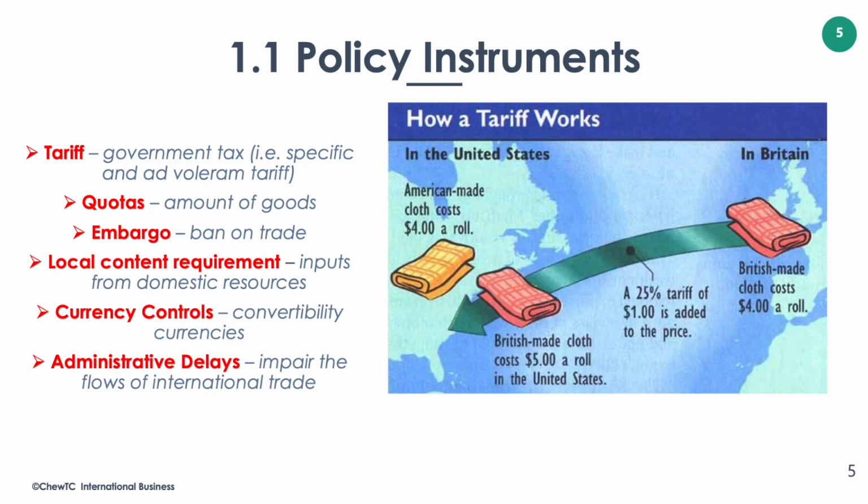Nations can use tariff to protect domestic producers. For example, an import tariff raises the cost of an imported good and increases the appeal of domestically produced goods. In this way, domestic producers gain a protective barrier against imported goods.